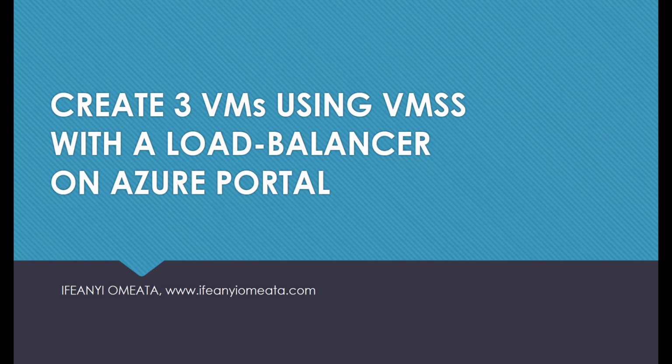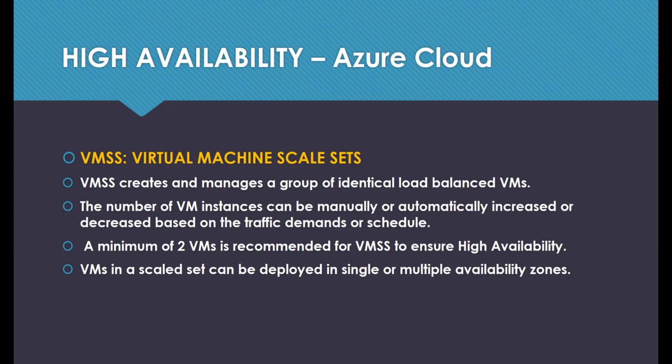Hi, so we're going to create 3 VMs using the VMSS, that's the virtual machine scale set, with a load balancer on the Azure platform, that's the Azure portal. So the virtual machine scale set creates and manages a group of identical load balanced VMs. What this means is it creates a certain number of virtual machines and it manages them at the same time.